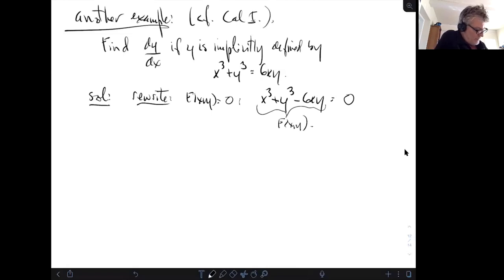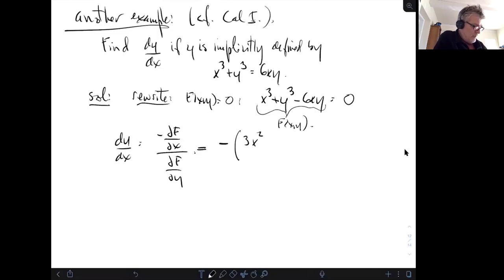And what we saw is that dy/dx is minus del f/del x divided by del f/del y. So let's just compute that. Del f/del x is very simple: this is 3x squared minus 6y. And del f/del y is also very easy: 3y squared minus 6x. Bingo, that's it. If I want it at a specific point on the curve, all I have to do is substitute x and y and I get the slope of my tangent.